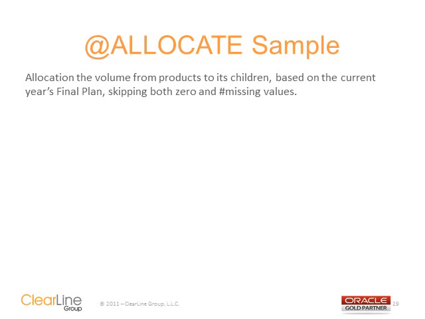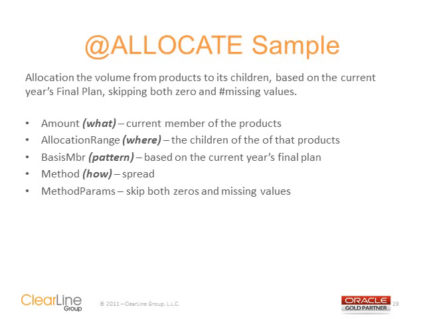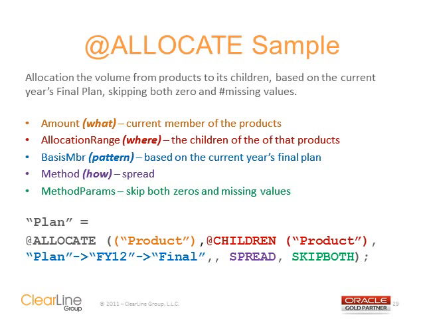So now let's try and plug in some business logic to the @allocate function. We want to allocate the volume of the products to its children based on the current year's final plan, skipping both zeros and missing. The first thing we need to do is identify our parameters. The required ones are the amount, which is products, the allocation range, which are the children of the products, the basis member or pattern, which is based on the current year's final plan, and the method, which is spread. We are also using one optional parameter where we're going to skip both zero and missing values. Now all you have to do is plug your parameters into your formula and you're done. This is what it looks like.